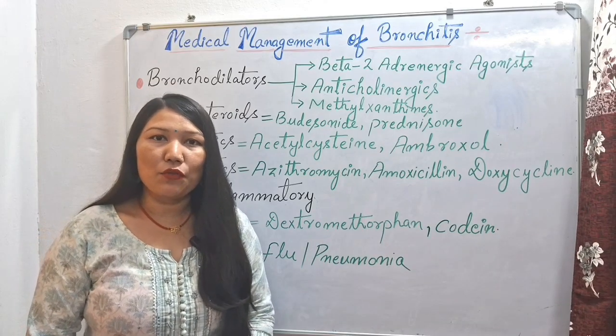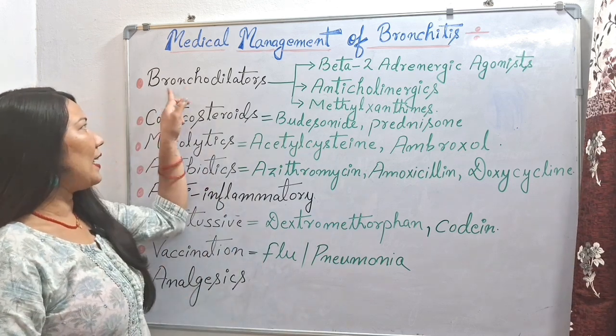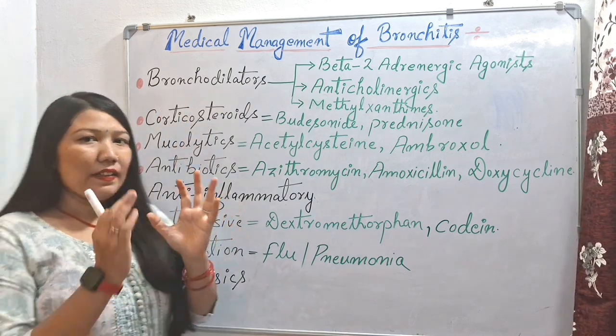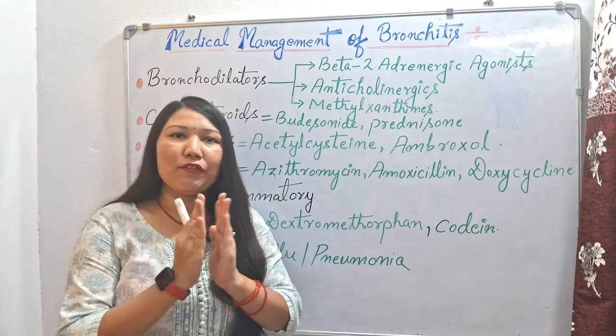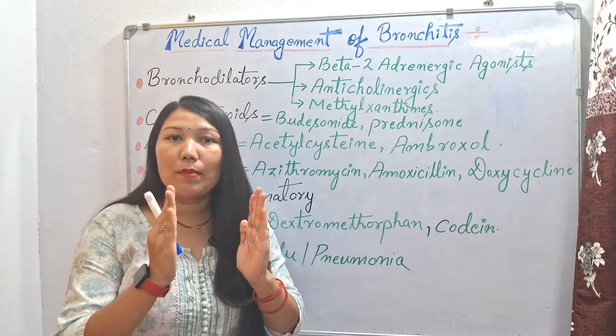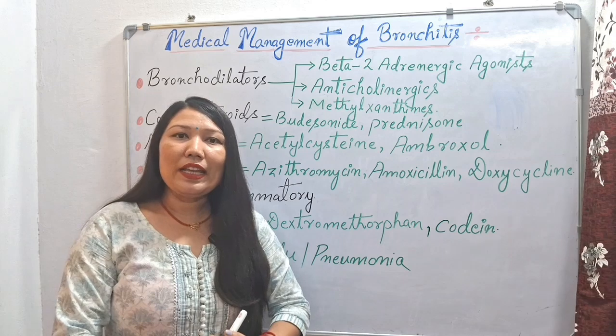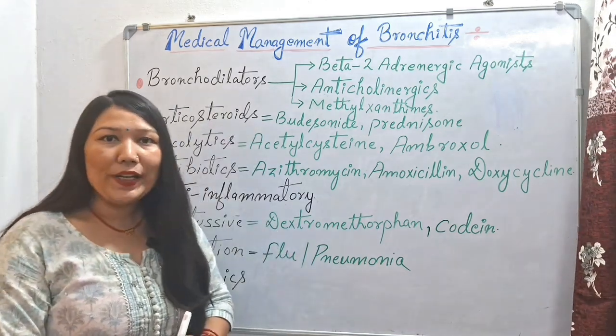So the first medicine we have is the bronchodilator. As the name indicates, the bronchodilator medicine will increase the diameter, it will widen up the diameter of our bronchi and bronchioles. There are three classes of bronchodilator.